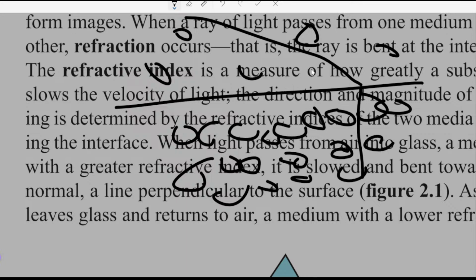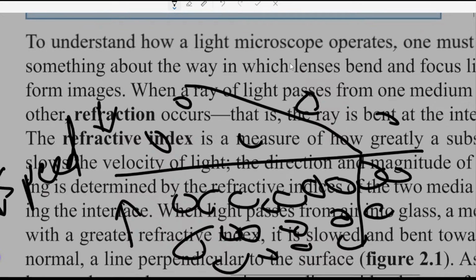They are saying that if light goes from a lower refractive index medium to a higher refractive index medium, the speed of light slows down. Okay? So the speed of light slows down. And what other thing are they saying?